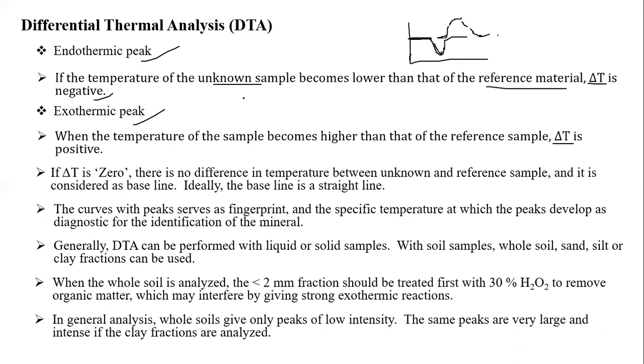Mostly, the temperature difference is called delta T, students. If the delta T is zero, there is no difference. That means it is following the baseline. There is no change between the unknown and reference sample. It is considered the baseline, and it will be a straight line. So if it is low it will go downward. If it is high it will go upward.